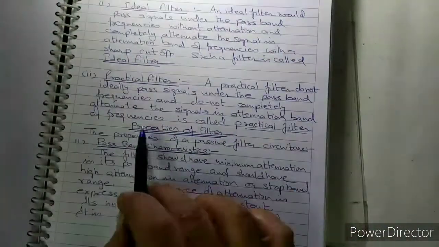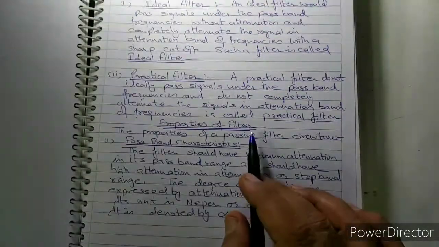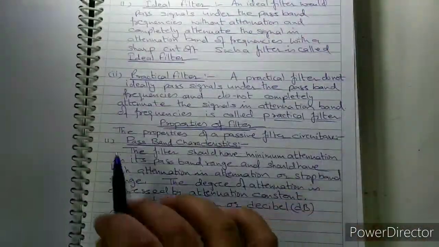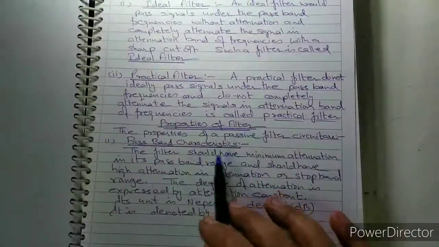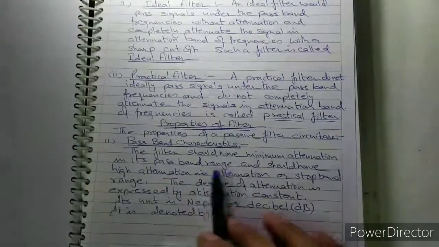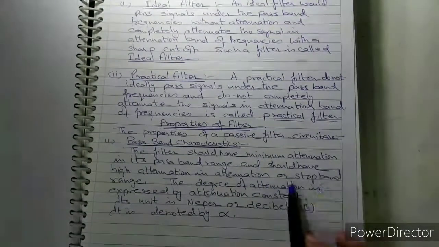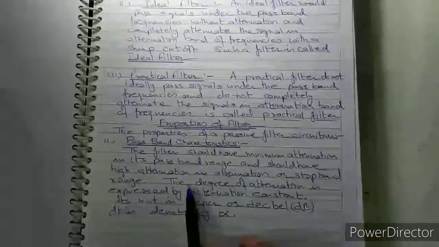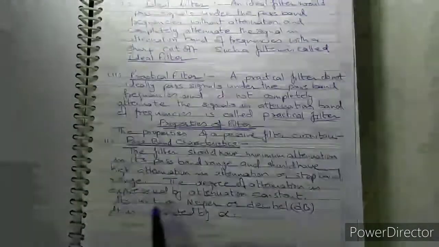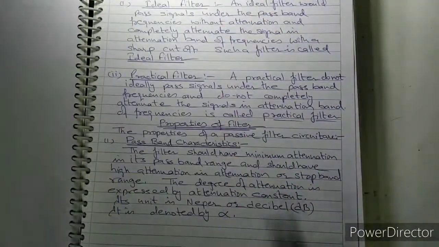So next is classification according to properties of filter. The properties of a passive filter circuit are: first is pass band characteristics. The filter should have minimum attenuation in its pass band range and should have high attenuation in the attenuation or stop band range. The degree of attenuation is expressed by attenuation constant. Its unit is Nepers or decibels. It is denoted by alpha.